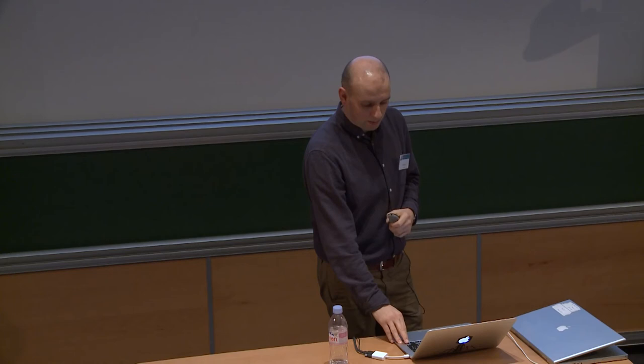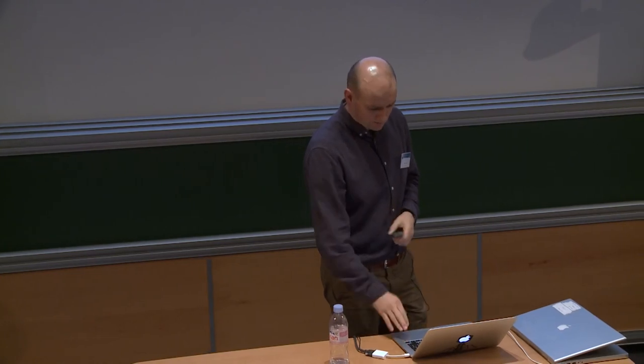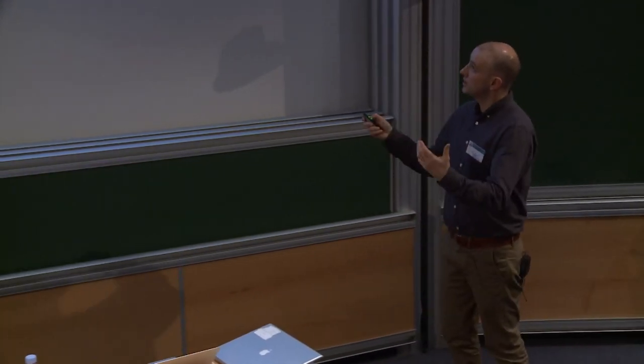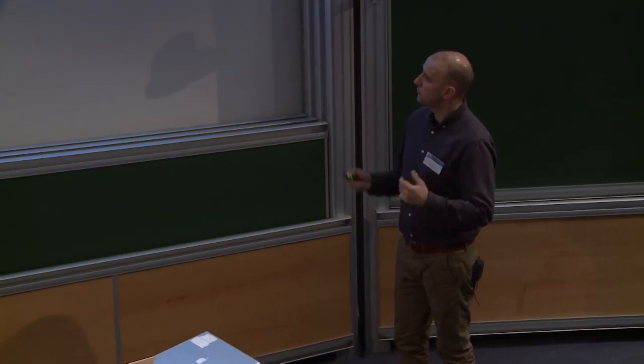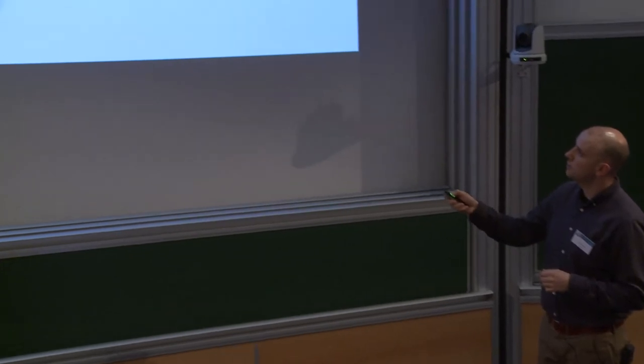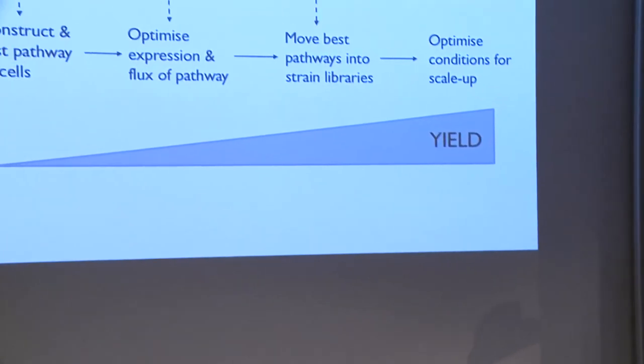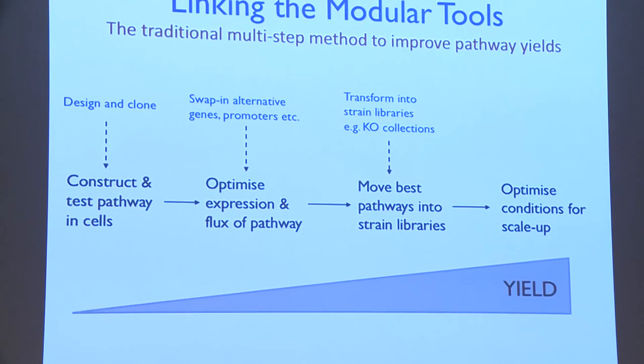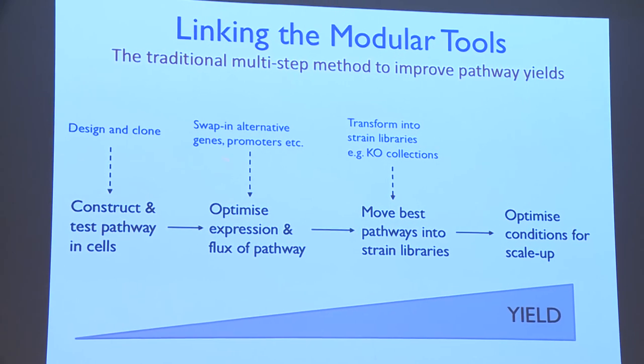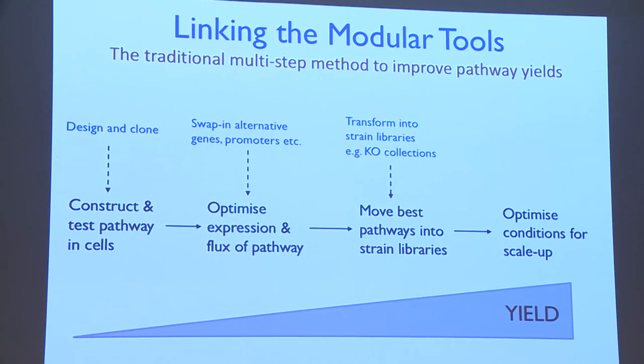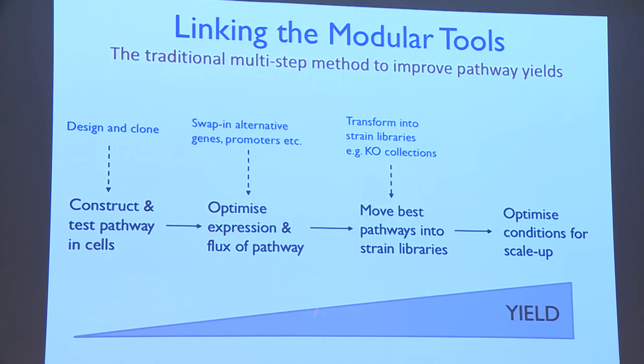So where I think this is quite useful is in the metabolic engineering world, linking that in with synthetic biology. The traditional method to get high yields is quite multi-step. You would initially design and clone a version of your pathway, put that in your cells, test it, and then you'll go back and start swapping in alternative genes, different promoters of different strengths to try and optimize the expression and flux of the pathway.